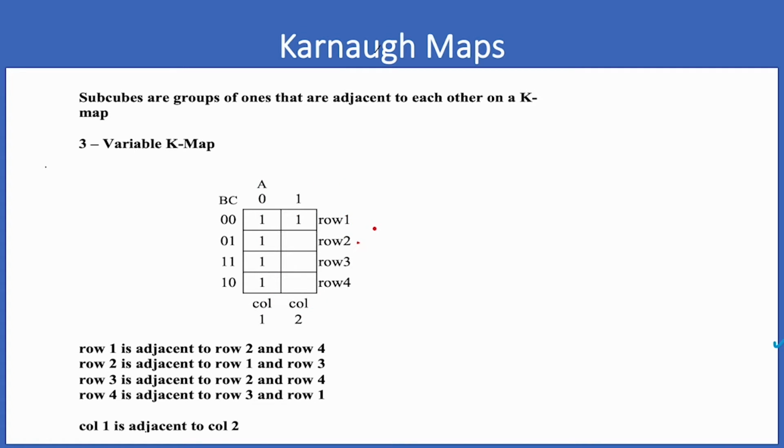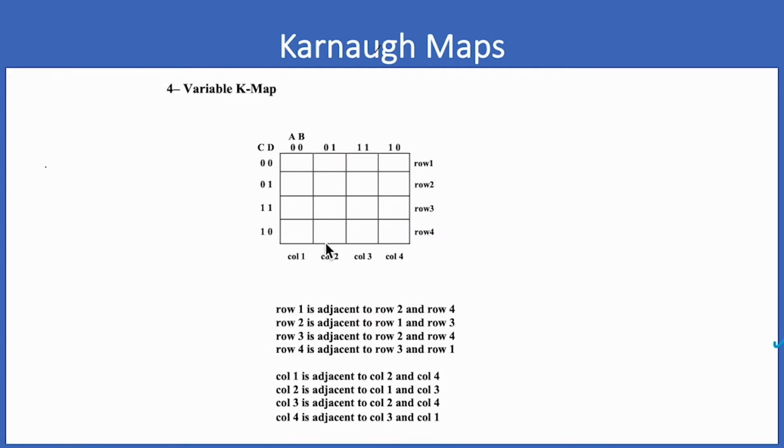So row 1 is adjacent to row 2, this one here, and then also it loops around, it's like a toroid, and it's adjacent to row 4. So every row is adjacent to 2 other rows. Row 1 happens to be adjacent to the one right next to it, row 2, and the one at the bottom down here. Row 2 is adjacent to row 1 and row 3. Row 3 is adjacent to row 2 and row 4. Row 4 is adjacent to row 3 and row 1. Okay, clear as mud, right?